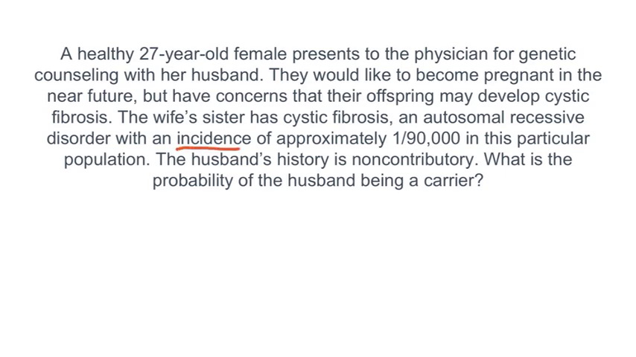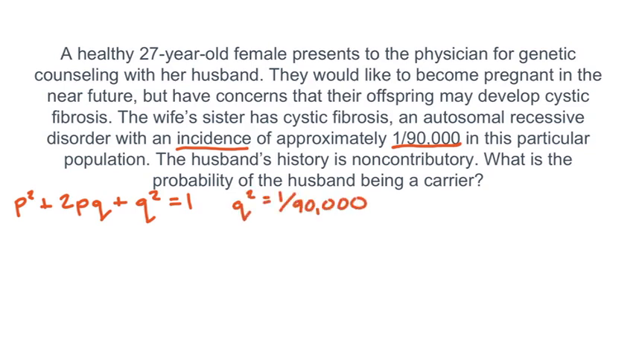Okay, so we're told that the incidence of cystic fibrosis in this population is approximately 1 in 90,000. In other words, this represents the frequency of individuals with the disease. From the Hardy-Weinberg equation, recall that the genotype frequency can be determined by using the equation P squared plus 2PQ plus Q squared equals 1. In this case, the frequency of the disease is represented by Q squared, so Q squared equals 1 over 90,000. The question asks, what is the probability of the husband being a carrier? From the same equation, recall that 2PQ represents the carrier frequency. So in order to know the probability of the husband being a carrier, we need to solve for 2PQ.